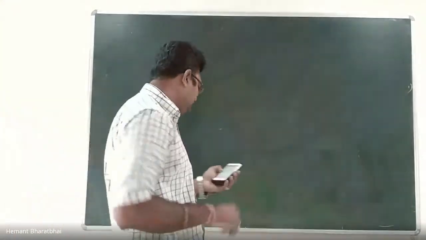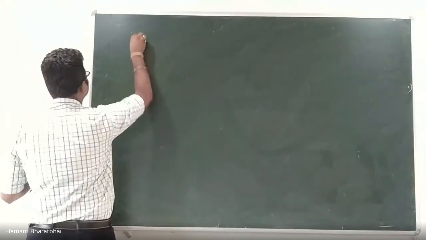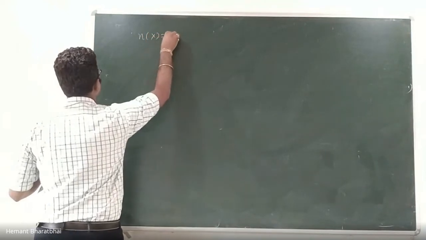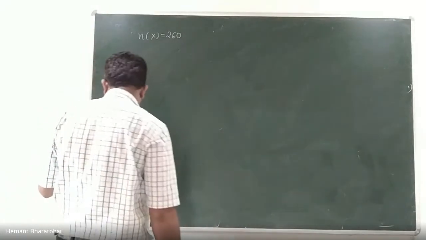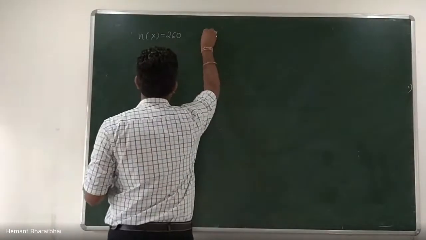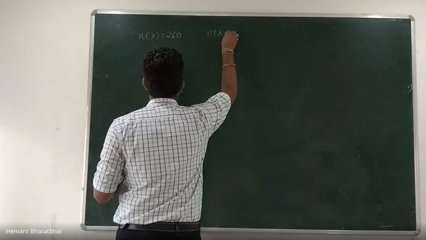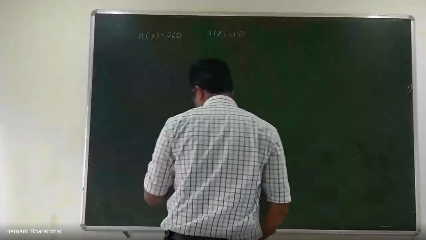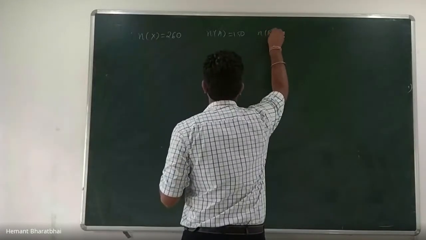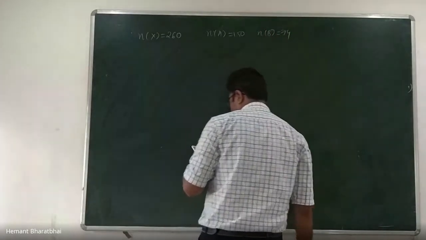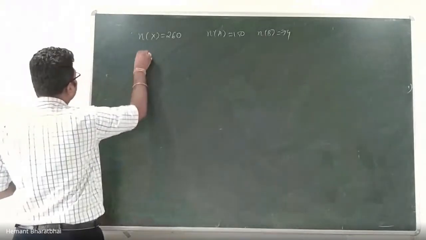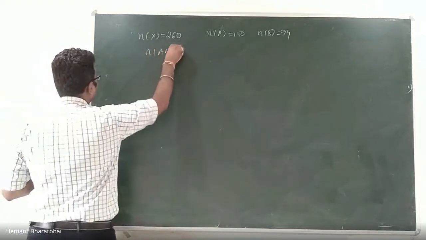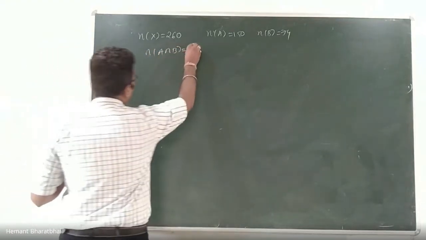So let's read it once again and try to understand. There are 260 persons with skin disorder. The number of elements in the universal set is how much? 260. If 150 are exposed to chemical A, so n of A is 150. And 74 to chemical B, so n of B is 74. And 36 to both chemical A and B. When I say A and B, it means A intersection B. That is how many? 36.